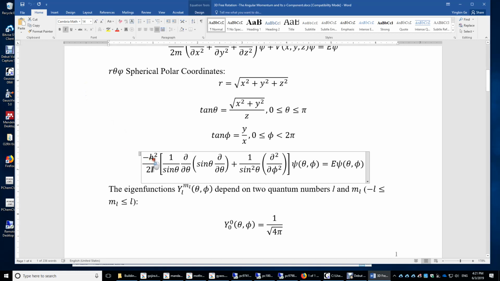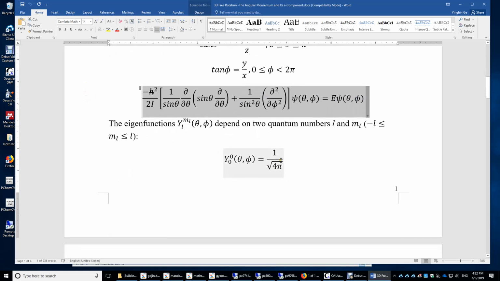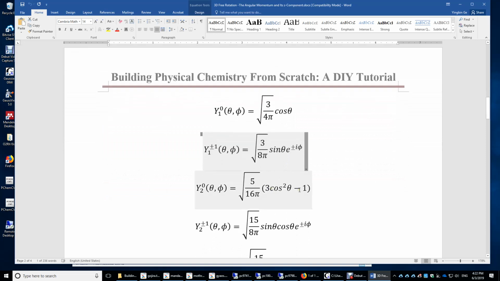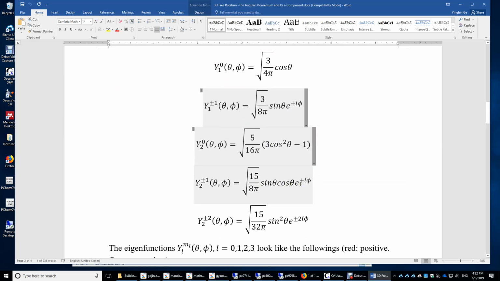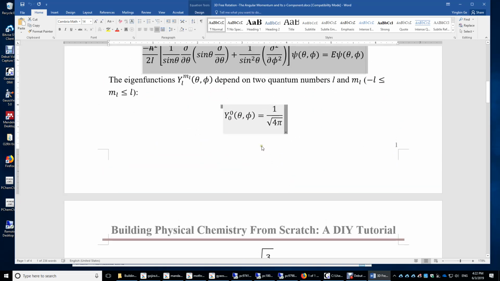By solving this Schrödinger equation, we'll get those eigenfunctions over here. The first one is a constant, and then we have cosine theta, sine theta times e to the plus minus i phi, and a function of cosine squared theta and sine theta cosine theta times e to the power of plus minus i phi, and over here sine squared theta times e to the power of plus minus 2i phi. What's the physical meaning of this? This really is a spherical function because it does not depend on theta or phi. So it corresponds to the s orbital.